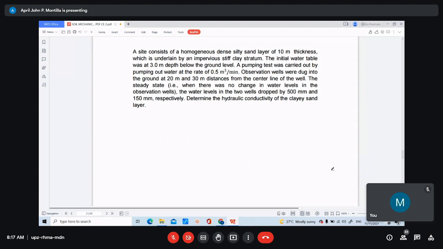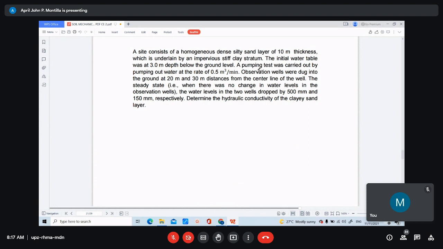So nabanggit yung pumping of wells. When we say pumping of wells, that is a field test of hydraulic conductivity. Pag sinabing field test, dalawang condition. It's either confined aquifer or unconfined aquifer. Ngayon, nasaan ang condition tayo? Walang figure na binigay, di ba? So, kailangan natin i-drawing para malaman natin kung nasaan ang condition.